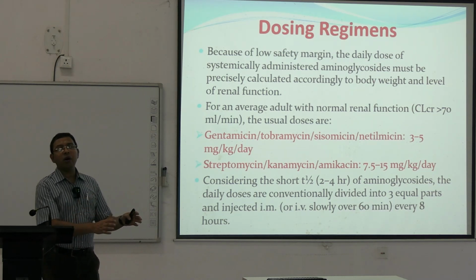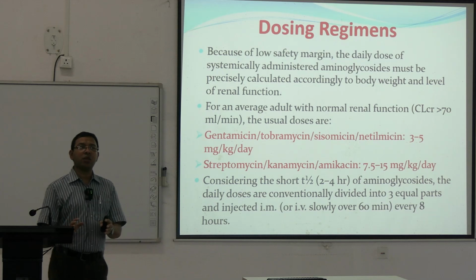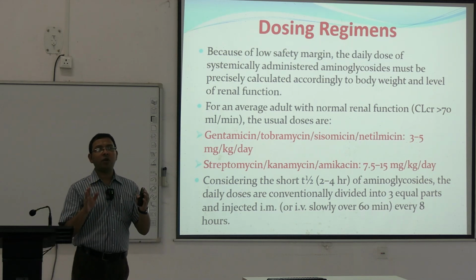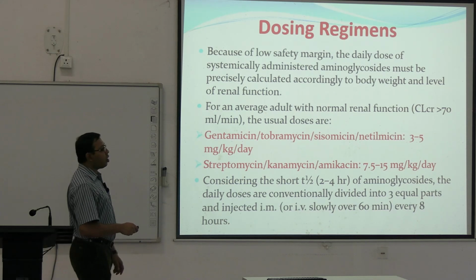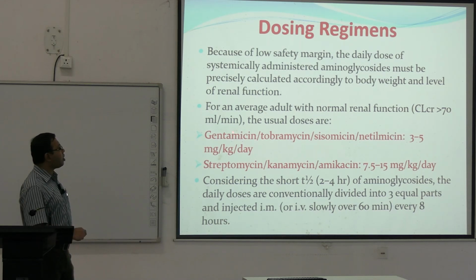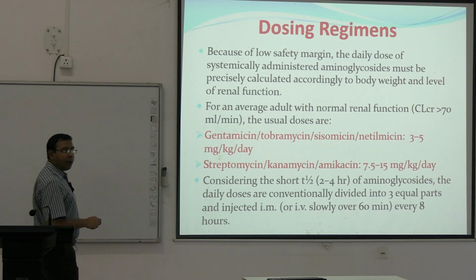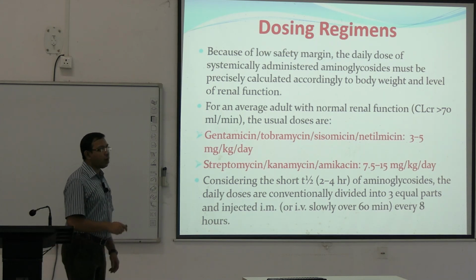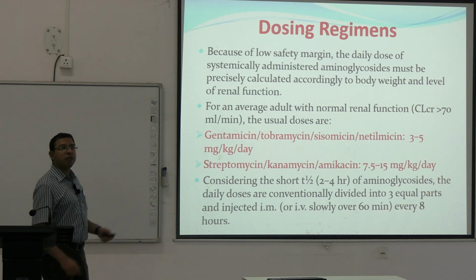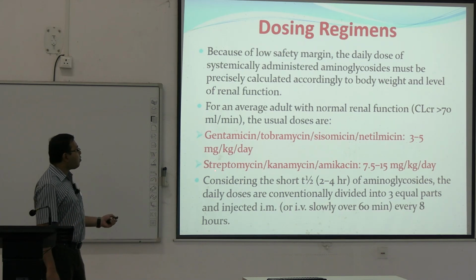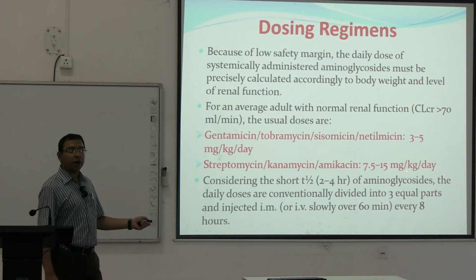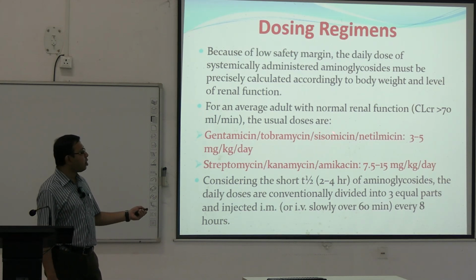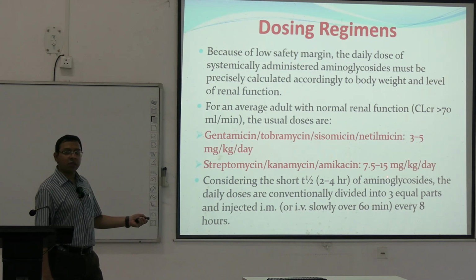So what is the body weight? What is the creatinine level, the glomerular filtration level? Accordingly, the total dose of the aminoglycosides is to be fixed. For an average adult with normal renal function, normal meaning creatinine clearance greater than 70 milliliter per minute, the usual doses for Gentamicin, Tobramycin, Sisomicin or Netilmicin are 3 to 5 milligram per kg per day. For Streptomycin, Kanamycin or Amikacin, it is 7.5 to 15 milligram per kg per day, because these are the low potency drugs, and those are the high potency drugs. That's why more doses are needed here.